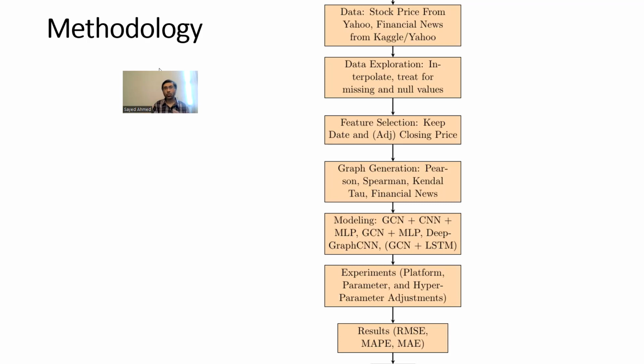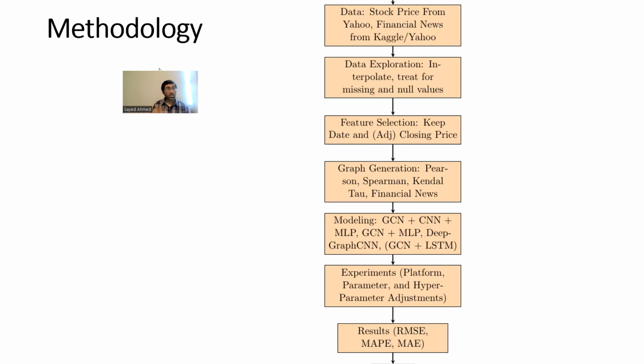Anyway, the next step is graph generation, right? I built graphs depending on the correlations of prices in different stocks, as several different graphs: Pearson, Spearman, Kendall, and financial news based. One other data set was financial news from Yahoo News.